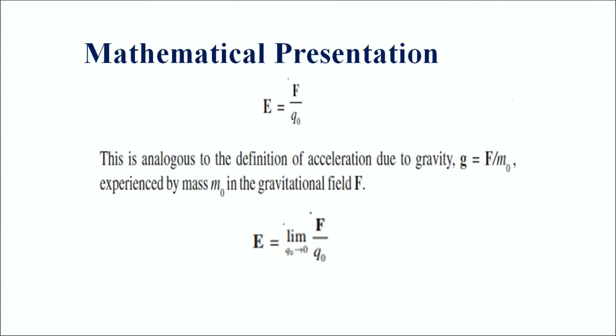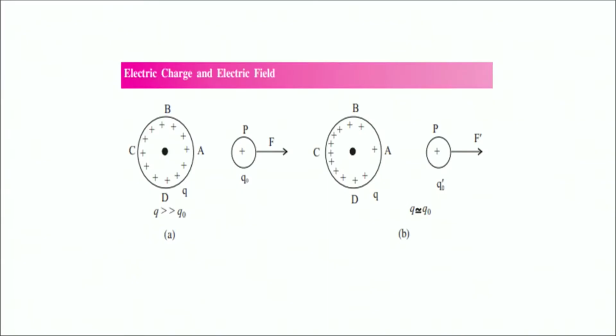Now, this test charge Q naught, which has been introduced to define electric field, should be infinitesimally small, as given in this equation: E is equal to the limit Q naught approaches 0 of F upon Q naught. This can be understood from figures A and B. First, we will discuss figure A.